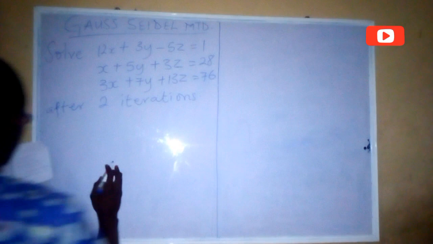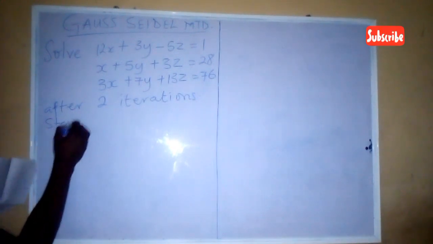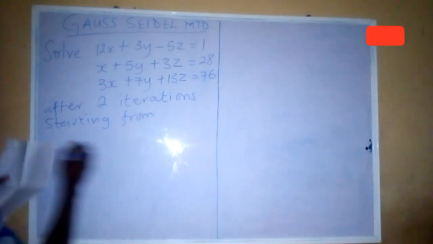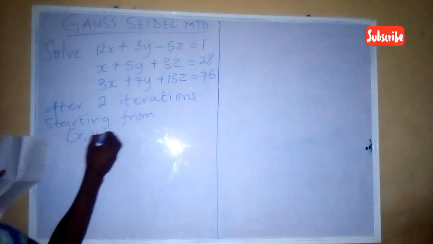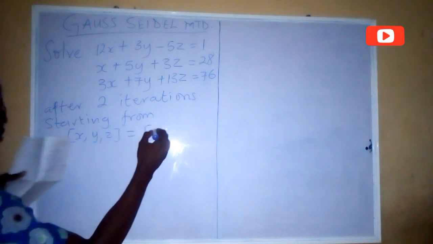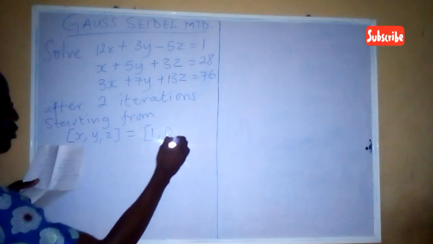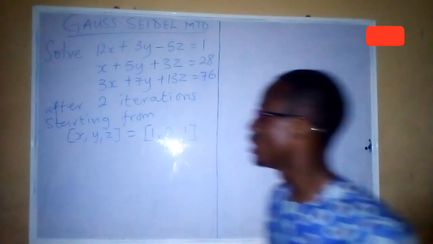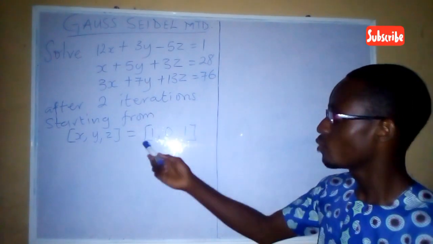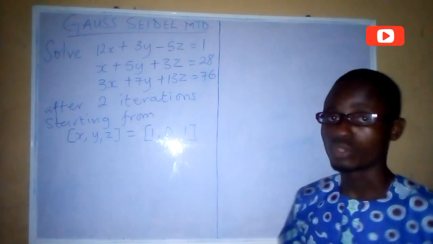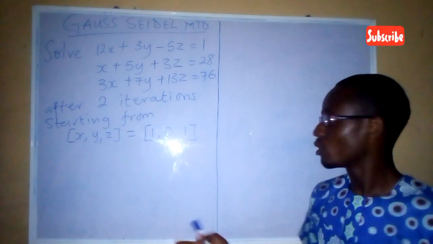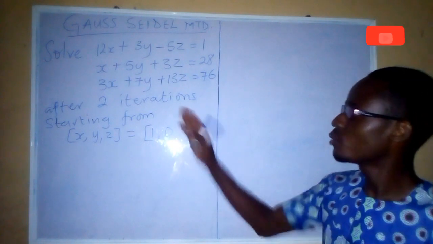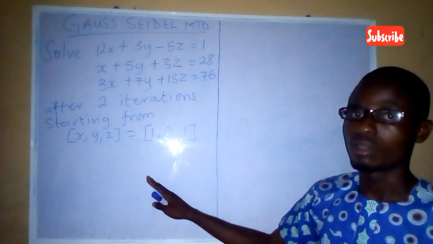Now let's look at it starting from x, y, z equals 1, 0, 1. This is the assumption. But in most cases, when the starting assumption is not given to you, you can use a guess of 0, 0, 0, or you can make a guess on your own, but mostly the guess is always 0, 0, 0. So how can we apply this method in solving this question?